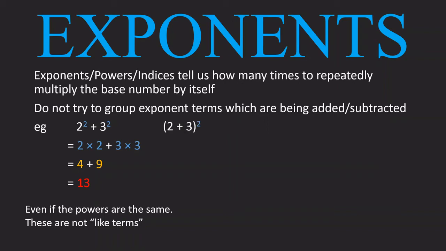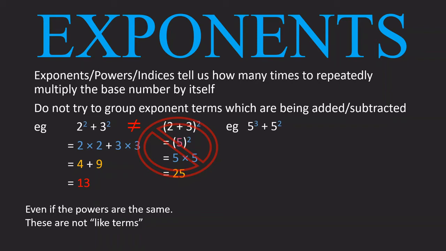If I were to add these bases before I raise them to a power of 2, I would need to put that in brackets. So 2 plus 3 in brackets squared would be 5 squared. And then raising 5 to the power of 2, 5 times 5, that is 25. These answers are not the same, showing that these are not like terms that we can group together in this way. Let's try another example.